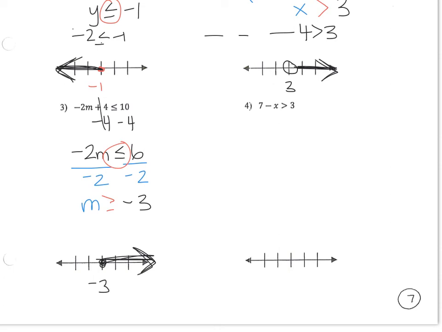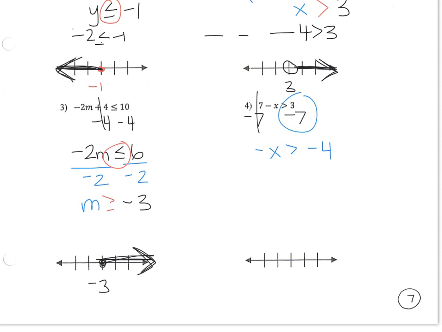And then number 4, I'm going to solve for x. So I need to get rid of the 7. It's a positive 7, so I subtract 7. This cancels out. So I have negative x is greater than negative 4, because 3 minus 7 is negative 4.